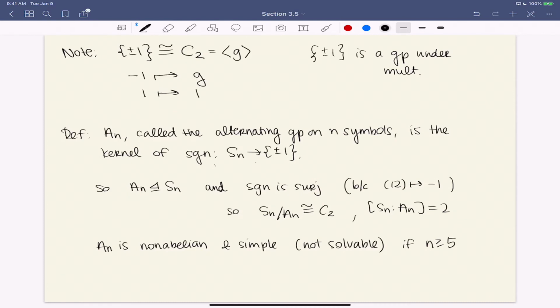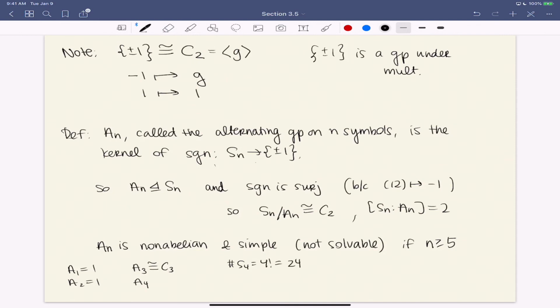The lower numbers are just kind of silly. A1 is just 1, A2 is also just 1, A3 is a group of order 3. There's only one group of order 3, so that's C3. So that's just in S3, the 3-cycle, the other 3-cycle, and the identity. And A4, so I'm figuring this out on the fly, right? The cardinality of S4 is 4 factorial, which is 24.